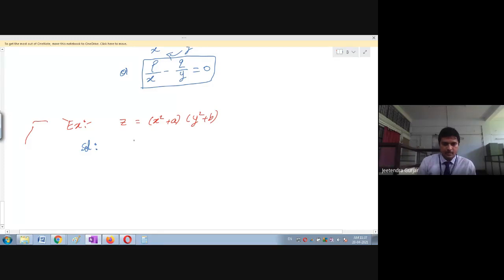Just now I will write this first step: differentiate partially with respect to x. I will get this as dou z upon dou x, equal to, now here you can see only this term contains x. Here we don't have x, so I will keep this constant, that is y square plus b. I will keep this as constant into differentiate. Now what is the differentiation of x square plus a square?